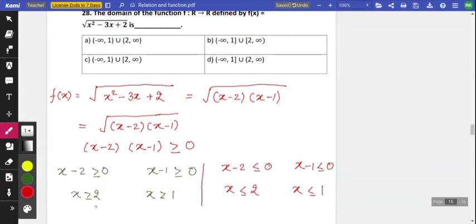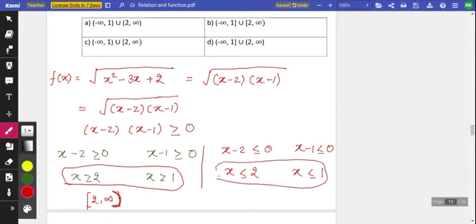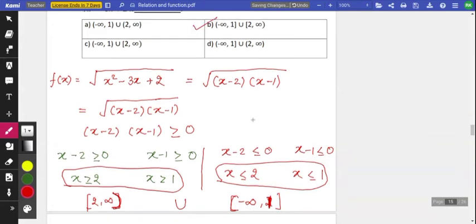We get x greater than or equal to 2, meaning 2 comma infinity. Here is the open bracket. After combining these two terms we get 2 comma infinity. After combining these other two we get open bracket minus infinity to 2. Sorry, 1. So the final answer is the union of these two terms. So the correct answer is option B, minus infinity comma 1 and 2 comma infinity.